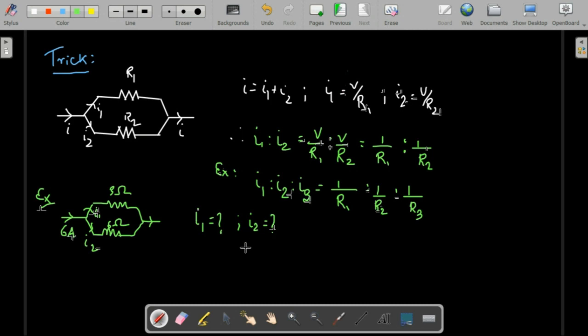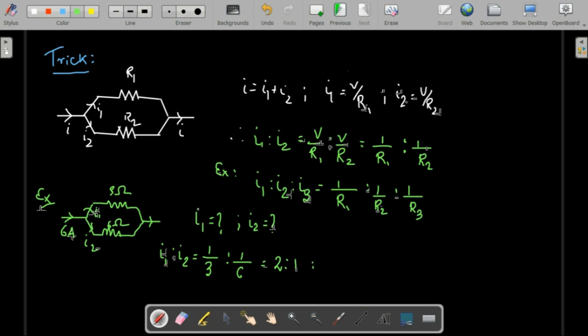So let's see what we can do here. I want to find I1 and I2, so let's take the ratio I1 is to I2, which is 1 by R1 is to 1 by R2. My R1 is 3 ohm and R2 is 6 ohm, so 1 by 3 is to 1 by 6. We can multiply both by 6, we know how ratios work. This will become 2 and 1, or you can take the LCM also. So the ratio I1 is to I2 is 2 is to 1.